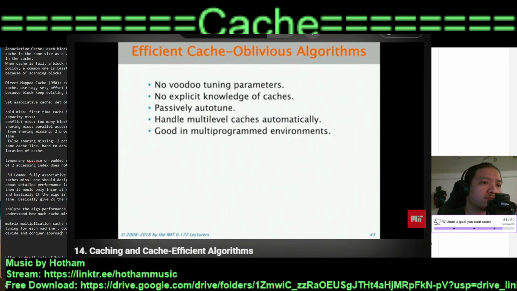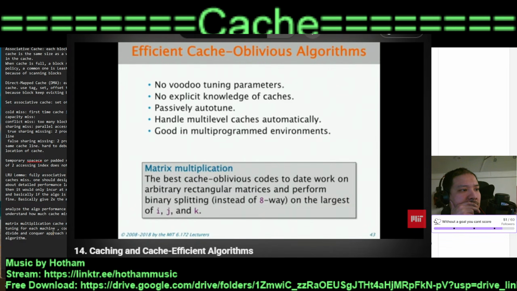And this is what's known as a cache oblivious algorithm. It doesn't have any voodoo tuning parameters. It has no explicit knowledge of the caches, and it's essentially passively auto-tuning itself for the particular cache size of your machine. It can also work for multi-level caches automatically because I never specified what level of cache I'm analyzing this for. I can analyze it for any level of cache and it's still going to give me good cache complexity. And this is also good in multi-programmed environments where you might have other jobs running and you don't know your effective cache size. This is just going to passively auto-tune for whatever cache size is available.